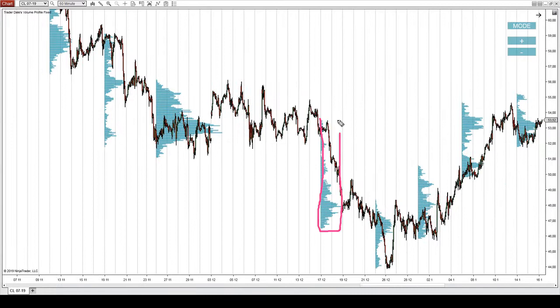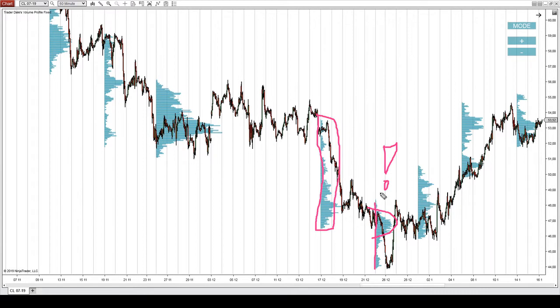Those sellers, most likely. Alright, here are the sellers. Trend development. Now, important thing is this P-shaped profile.